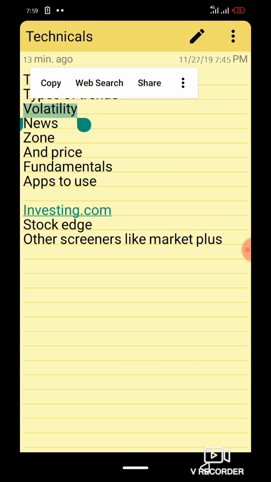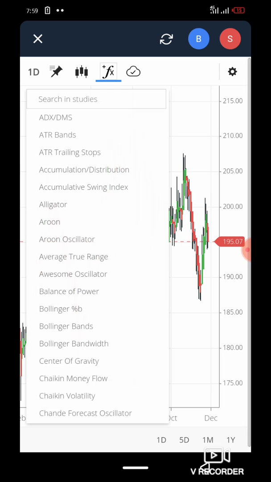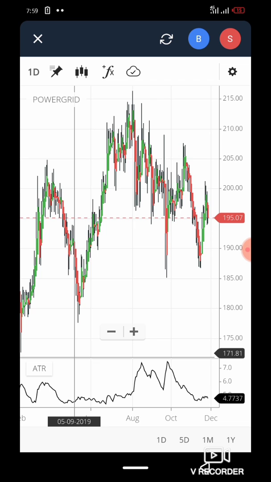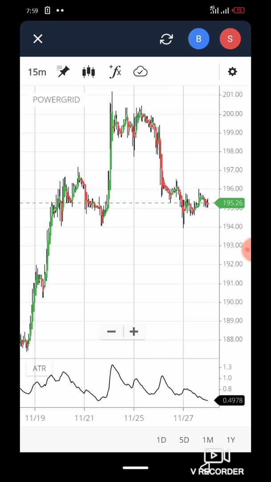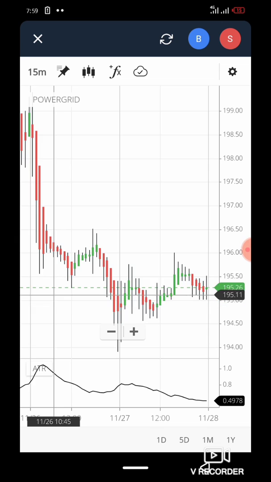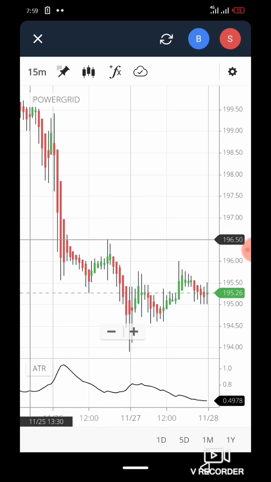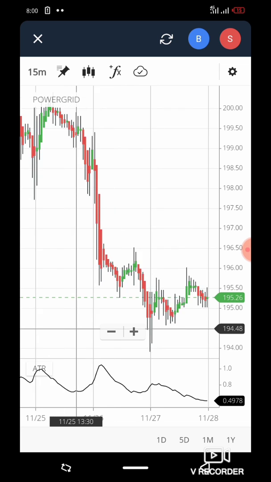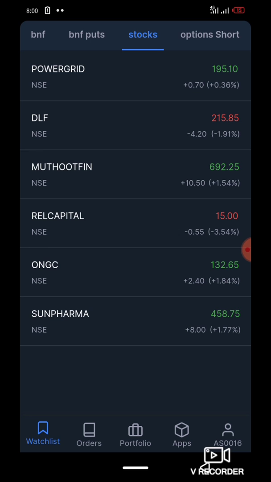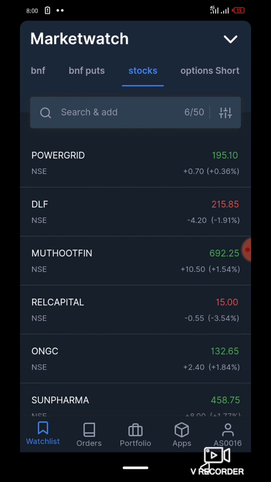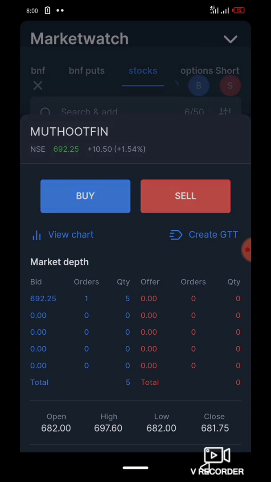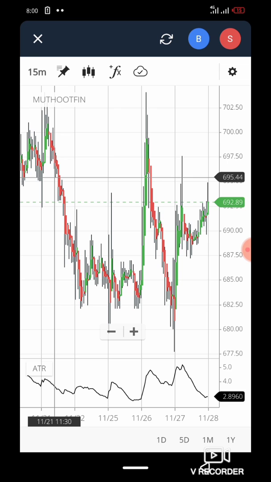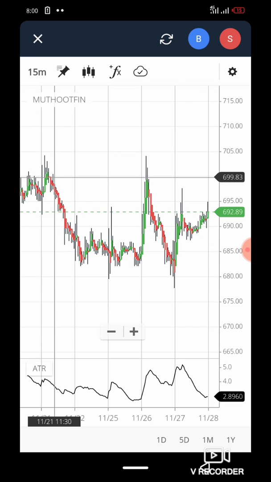And volatility is very important. I will put an indicator, average true range, here. You see the range of it. When we are trading a stock per day, we have to analyze that range, what exactly the volatility of that particular stock is, and according to that we need to decide our quantity and our strategies too.